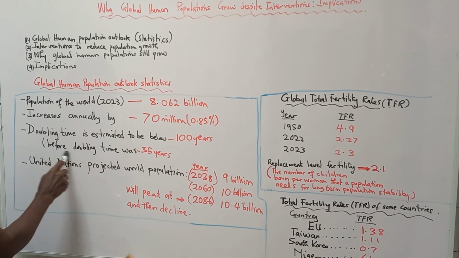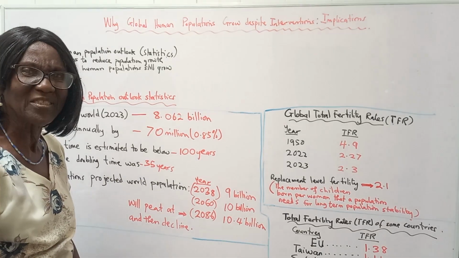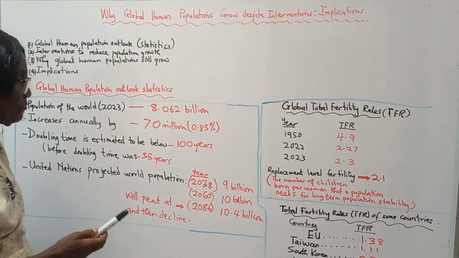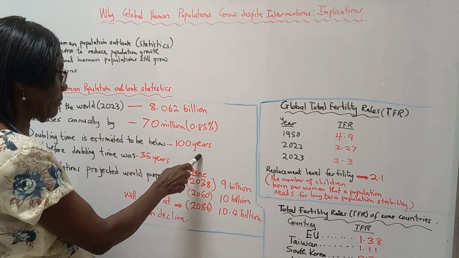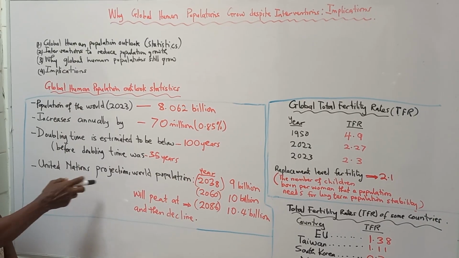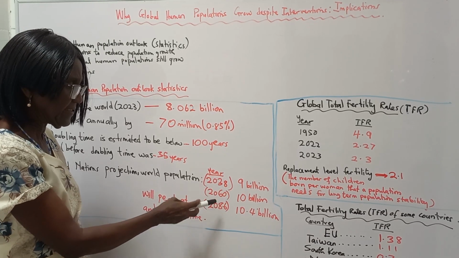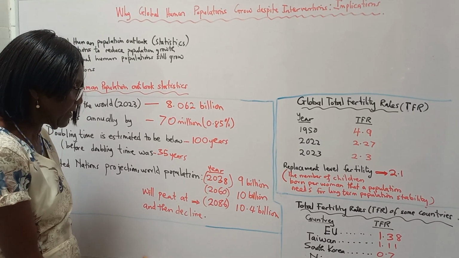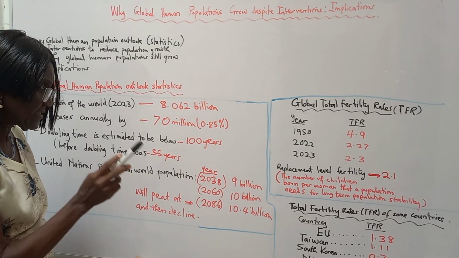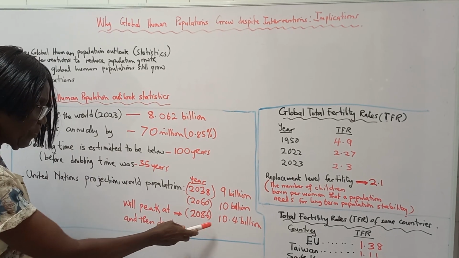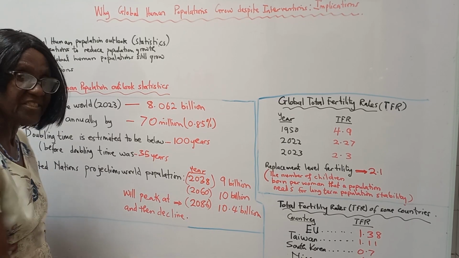And before the 1990s, the population doubling time was 35 years. It means the population was doubling fast. But now, because of some interventions, the doubling time has been pulled back to 100 years. The United Nations projections for world population are that by the year 2038, the population is expected to be 9 billion. 2060, population expected to be 10 billion. And then it's estimated that the population will peak at 10.4 billion around the 2080s, and then the population will decline.